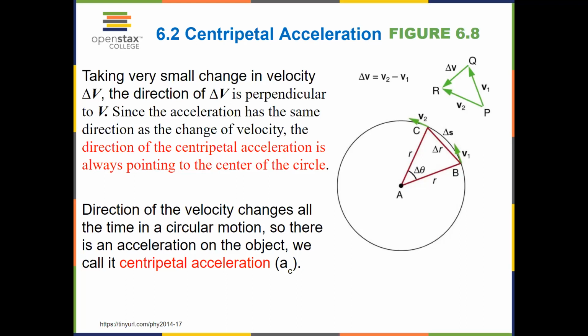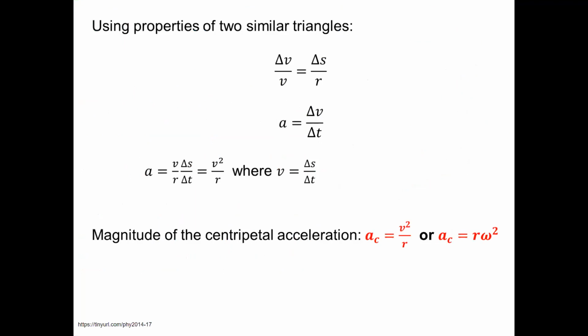And when the angle is very small, if you take the approximation that the angle is very small, then this delta S is approximately equal to this delta R. So just keep that in mind. That's what we are going to use in the next equation. As I mentioned, delta V over V is equal to delta R over R, and delta S is about the same as delta R, so you can replace delta R with delta S.